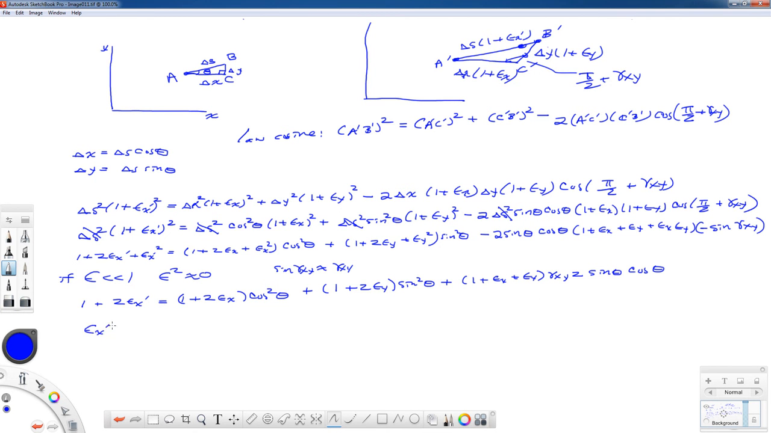So on the left-hand side, I have epsilon x prime. On this side, I have epsilon x cosine squared theta plus epsilon y sine squared theta plus, that 2 will go away, I've got gamma xy sine theta cosine theta.